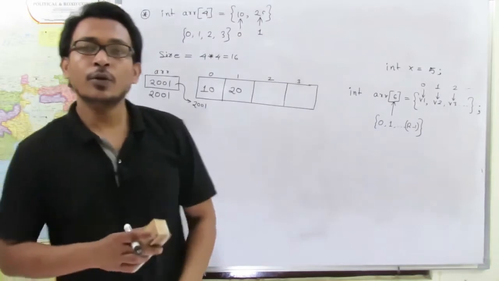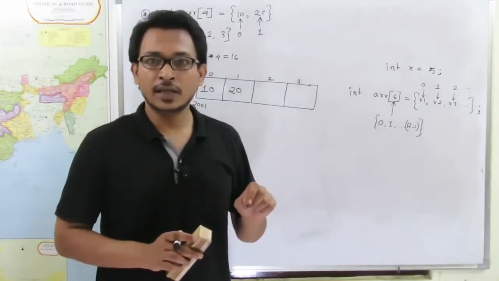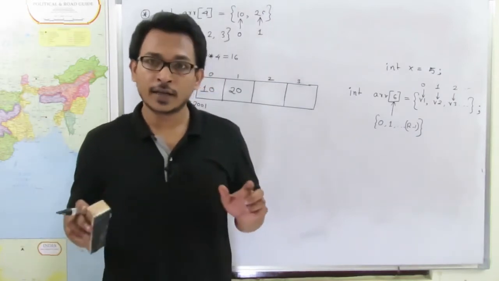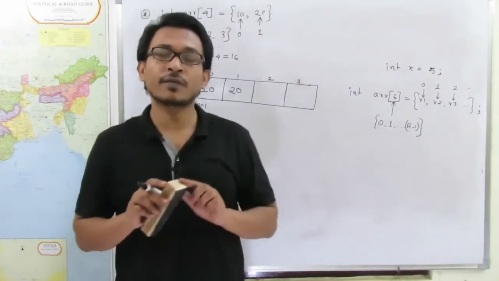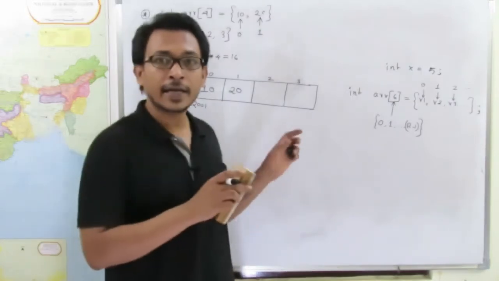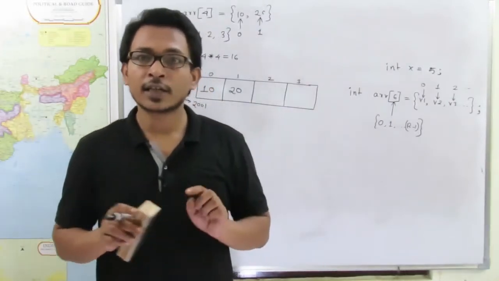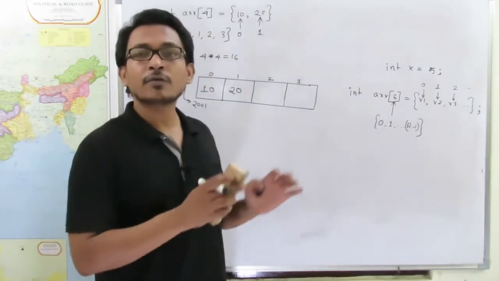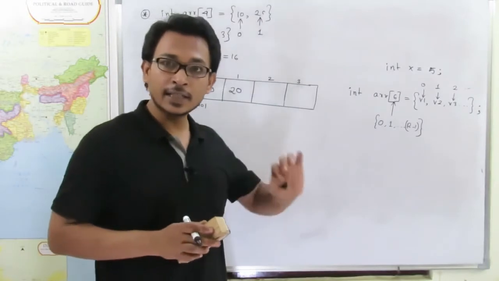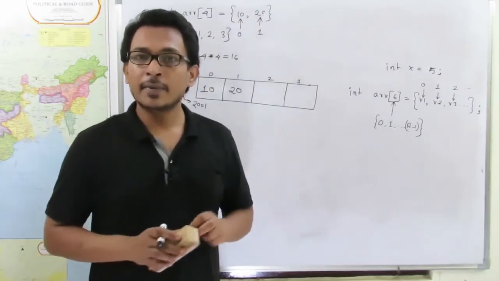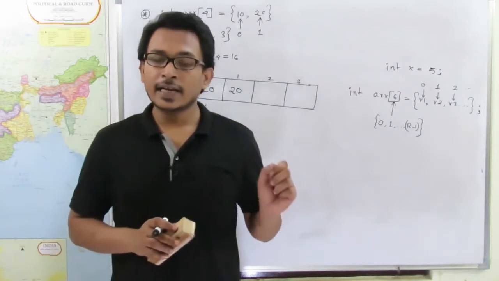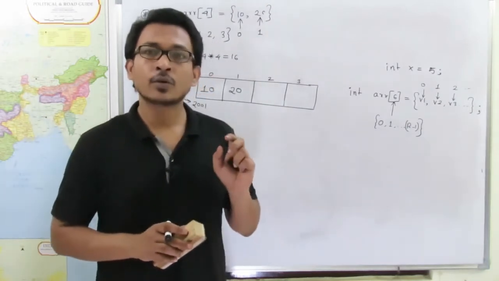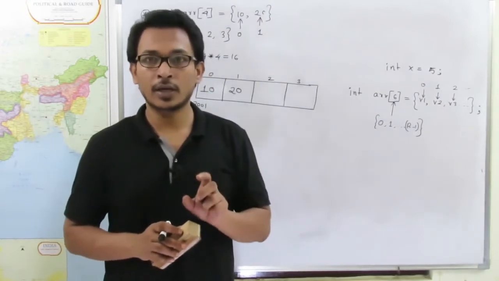Look, whenever we initialize an array partially, not fully. In the previous case we specified all the array elements, which means that array was initialized fully, but in this case the array is initialized partially. That means some of the array elements are initialized, but not all of them. In that case the remaining elements will be initialized with 0 only.